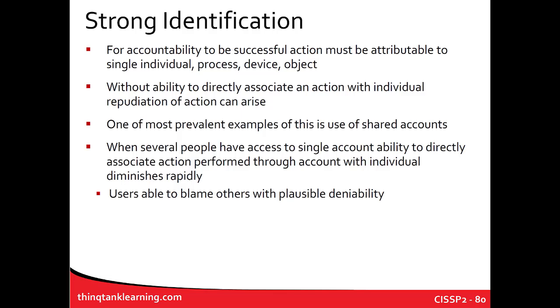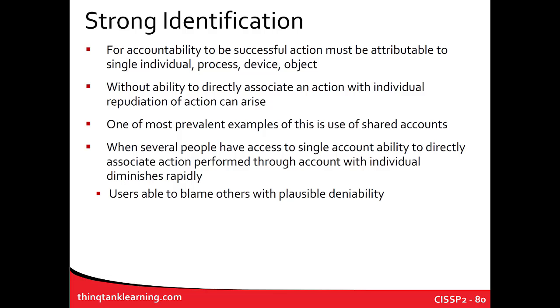Stronger identification. For accountability to be successful, actions have to be attributed to a single individual, a process, a device, an object, etc. Without the ability to directly associate an action with an individual, repudiation of that action can arise. All right? Every action has to be attributable to a single entity. Doesn't have to be a person, could be a process, could be a device, could be an object.